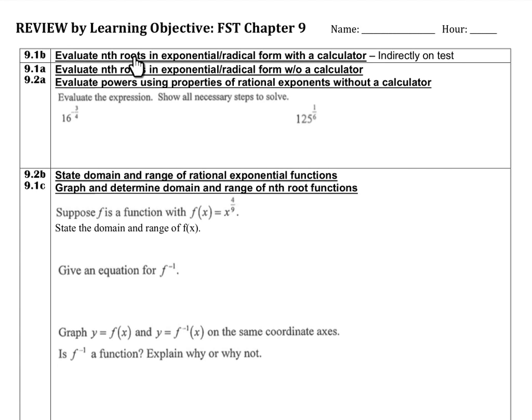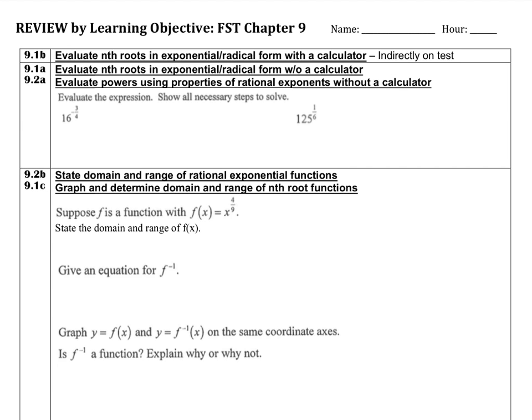9.1b, evaluating nth roots of exponentials or radicals with a calculator, is going to be indirectly on the test. You can use your calculator to help you check, but you must show all your work algebraically. So 9.1a and 9.2a are evaluating nth roots in exponential or radical form without a calculator, and also doing powers using the properties we have of rational exponents without the calculator.